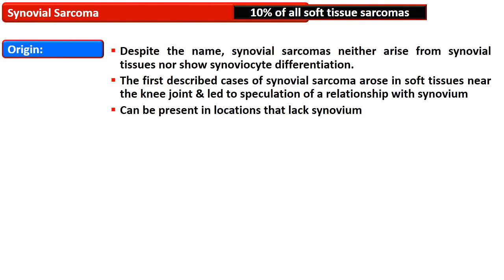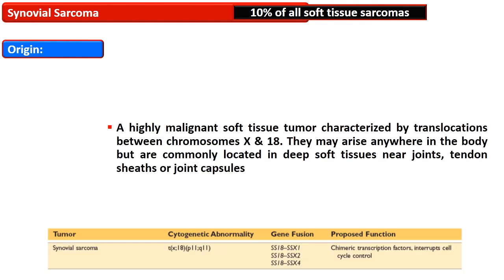The synovial sarcoma is grouped with soft tissue tumors and comprises about 10% of all soft tissue sarcomas. Despite its name, it neither arises from synovium nor shows any synovial differentiation. It got this name as the first case of synovial sarcoma arose in soft tissue near the knee joint, which led to the presumptive relation of this lesion with the synovium. However, this lesion can be present in locations that lack synovium.